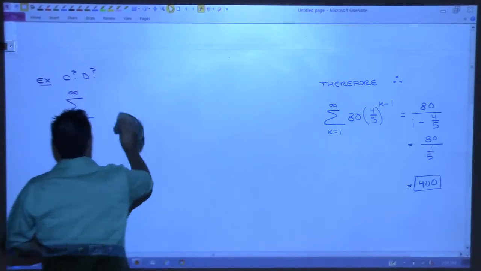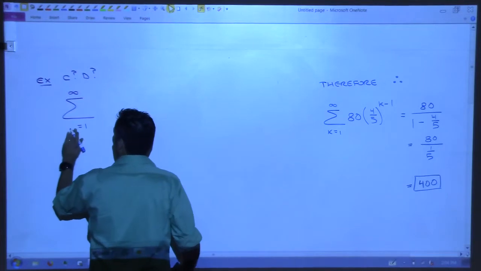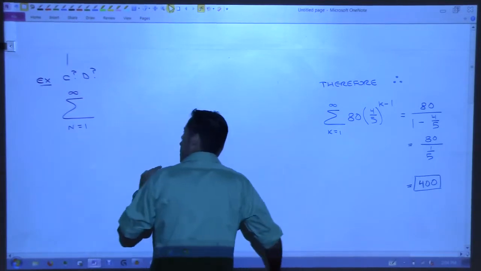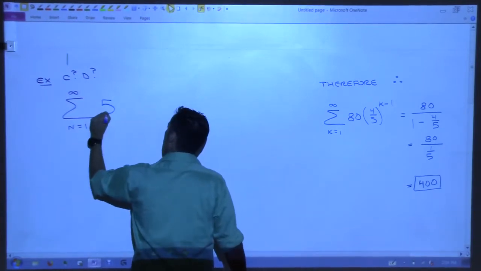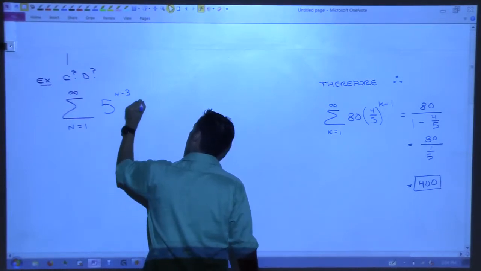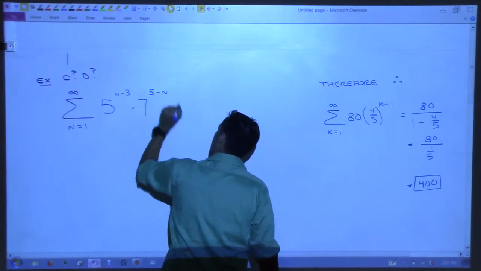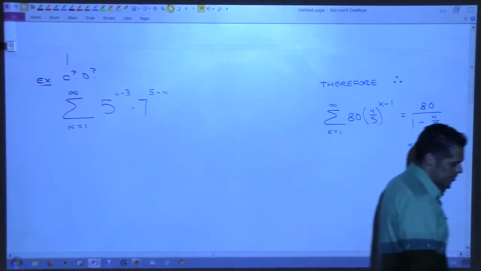All right, here, this one. Let's switch to n again, because I want to be able to interchange these. Let's go 5 to the n minus 3 times 7 to the 5 minus n. Ooh, this one will be interesting.